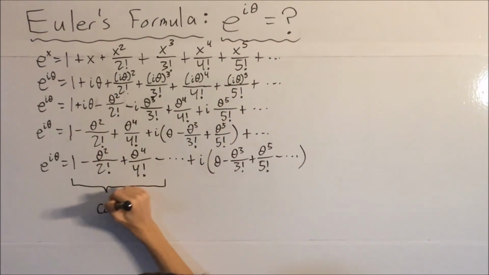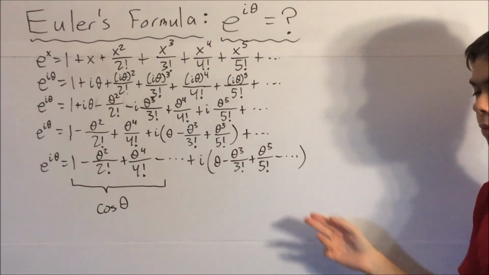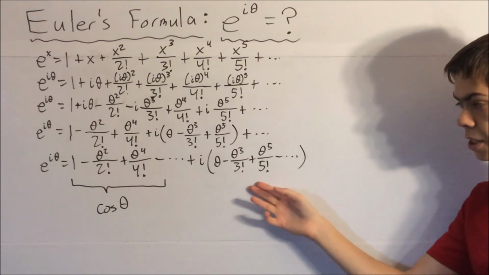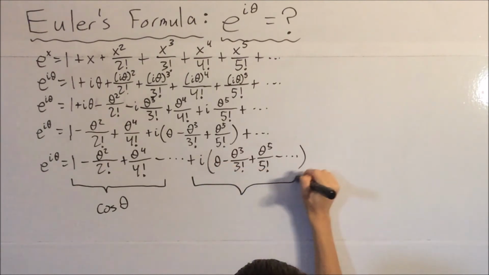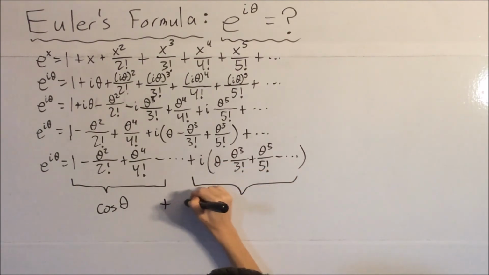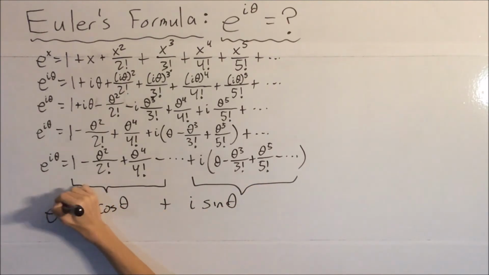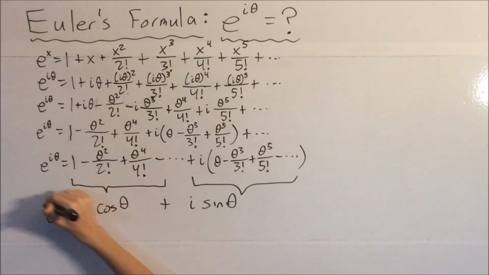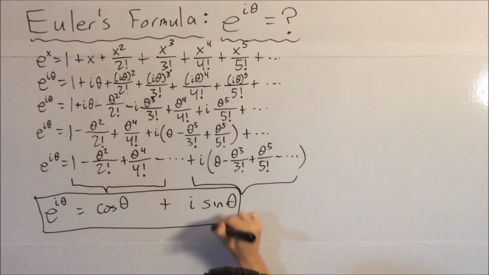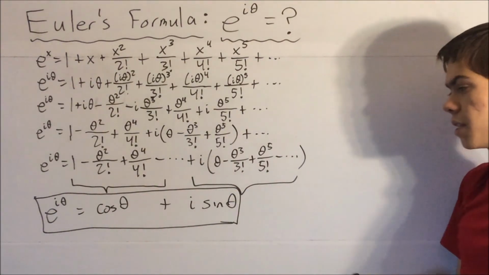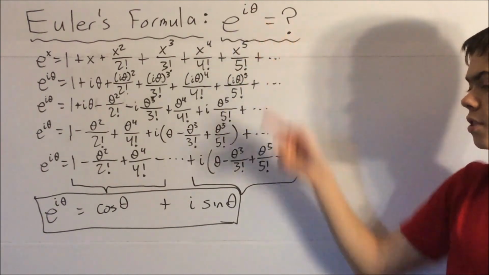So really, this is just the cosine of theta. And right here, we saw from the previous video, when we found sine of x as a polynomial, that this is just the sine of theta. So e to the i theta is equal to the cosine of theta plus i times the sine of theta. And so this is how we rewrite e to the i theta into something new.